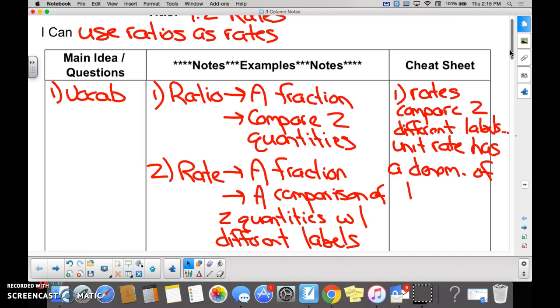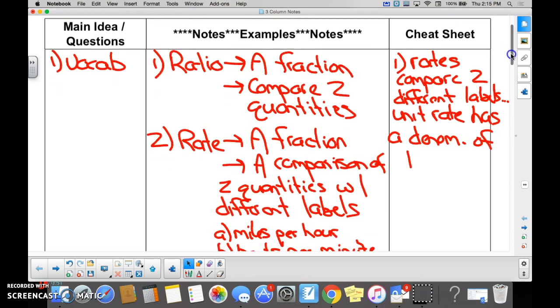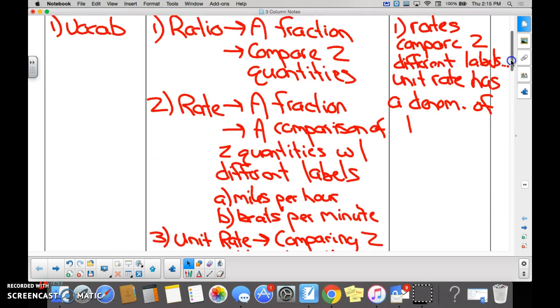Pieces of pizza. But if I'm talking about driving down the road at 50 miles per hour, I'm talking about the number of miles to the number of hours, right? So the rate would be different labels, different units. The ratio would be the same label or the same units. And the definition is right there for you.